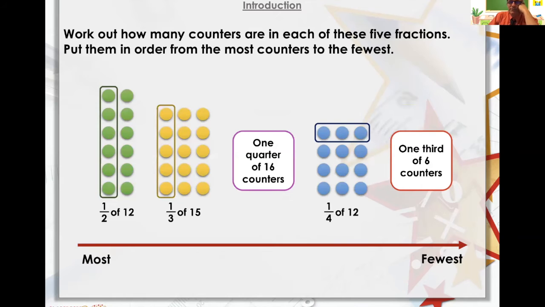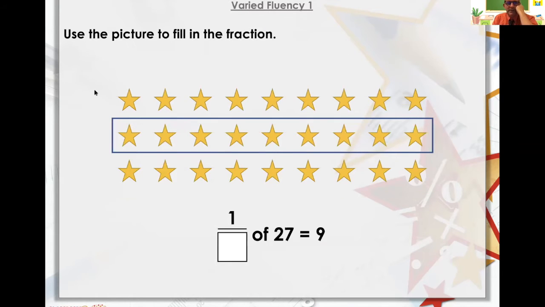Work out how many counters are in each of these 5 fractions. Put them in order from the most counters to the fewest. There you go. Look, half. That's 6, 5, 4, 3, 2. Yay! Right. Next one. Use a picture to fill in the fraction.